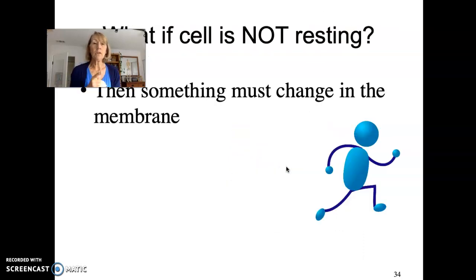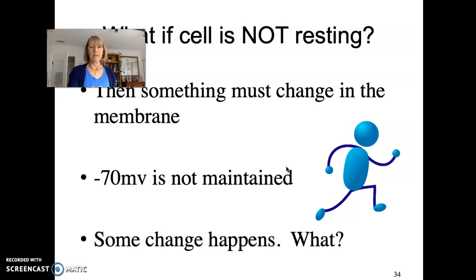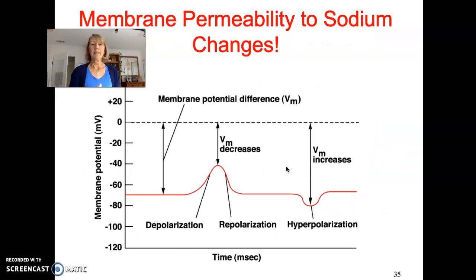What if the cell is not resting? Resting, minus 70. Cool. Then something must change in the membrane. Minus 70 isn't maintained. Some change happens. What is going to happen for that not to stay stable like that? What's going to change? We kind of open the dam, right? And so that membrane permeability to sodium changes. In other words, the dam is no longer a barrier to that water, that permeability to sodium.